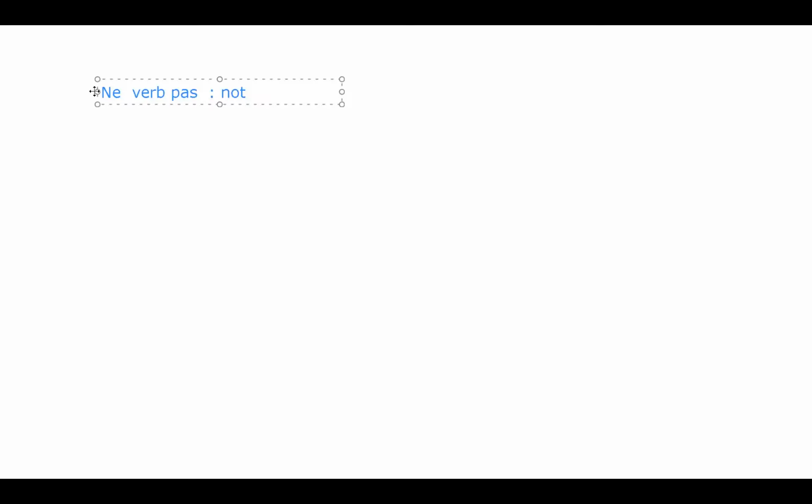Okay. For example, we talk about a verb that we have done. The verb avoir means to have, right? So can you tell me the conjugation of avoir?